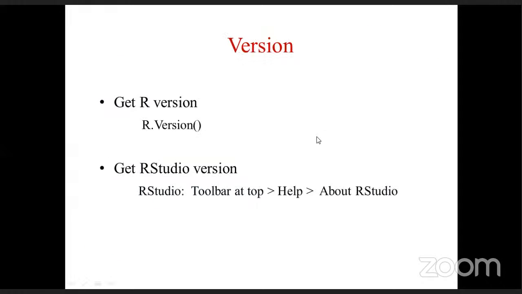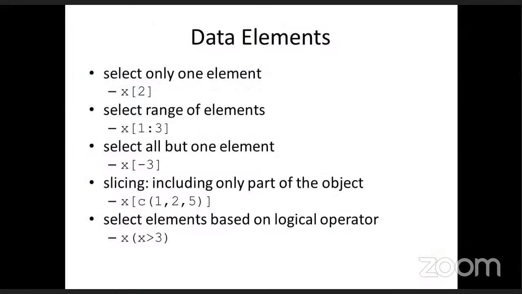If you want to get the version of R, we can type R.version in the console and get the current version of R. Or else, if you go to the toolbar, Help, About RStudio, we can see the current version of RStudio. So this is the main thing.